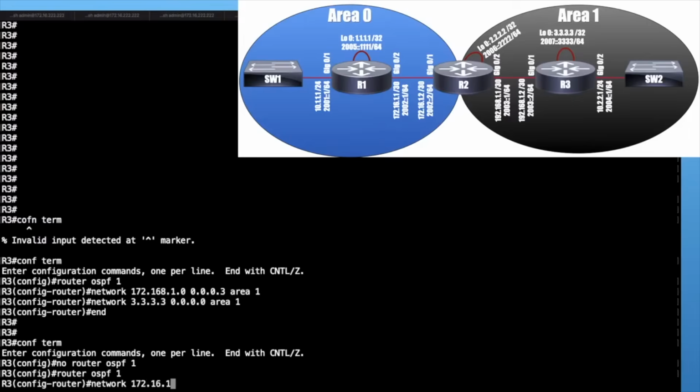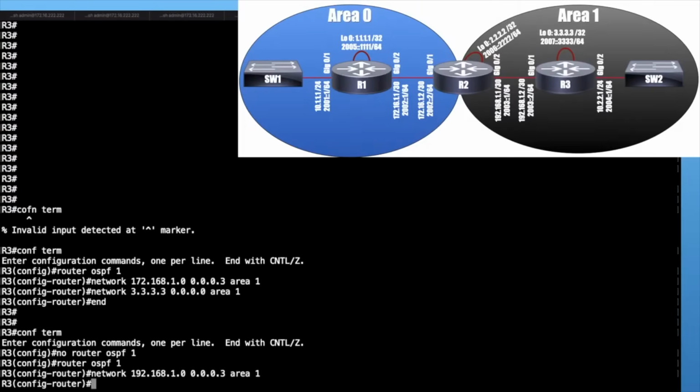172.16.1. Let's see. No, 68. I knew that didn't look right. 172.168. No, it is 192. The font is really small on screen. Yeah, it is 192. Excuse me. So it is 192.168.1.0, 0.0.0.3, area 1.